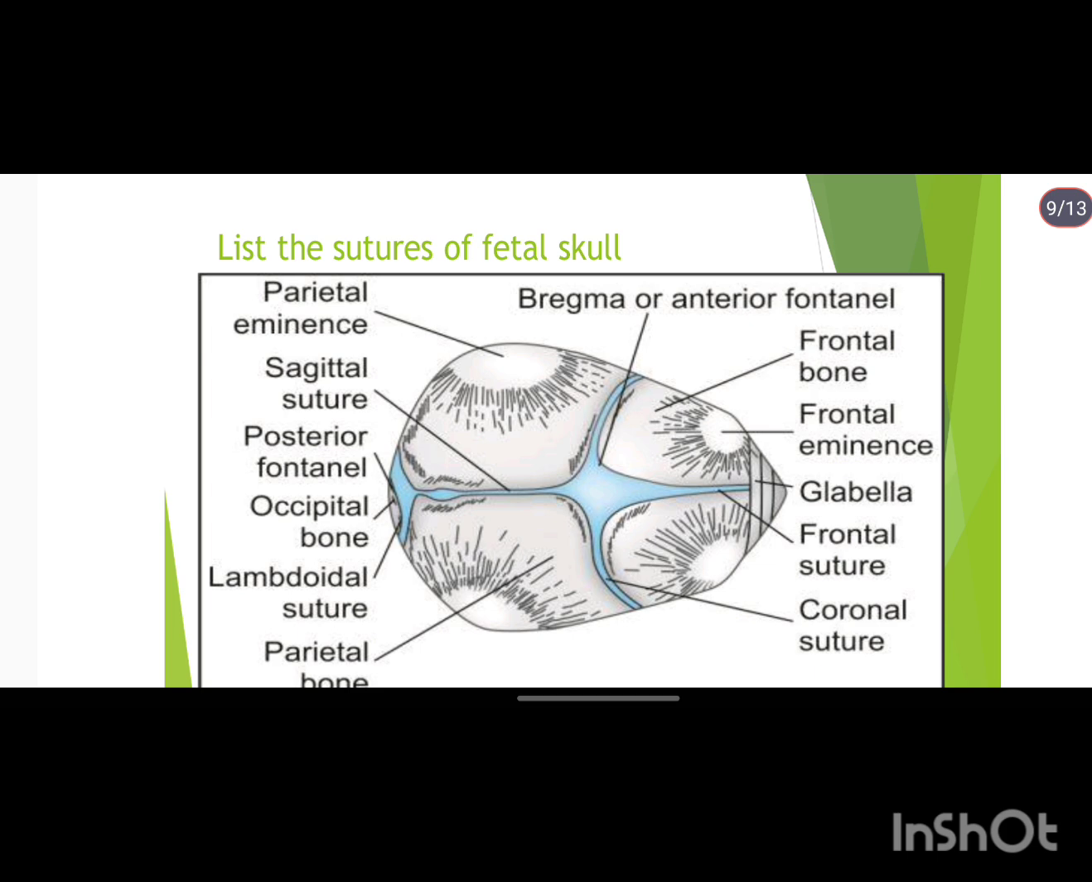The next question they've asked us is to list the sutures of the fetal skull. So you can see in this diagram the sutures of the fetal skull. The sutures are the frontal suture, in between the frontal bone, and the coronal sutures. Okay, this is the lambdoidal suture, and this one is the sagittal suture. So whenever they ask you to list the sutures of the fetal skull, you can just draw the diagram and name the sutures that are present in the fetal skull.